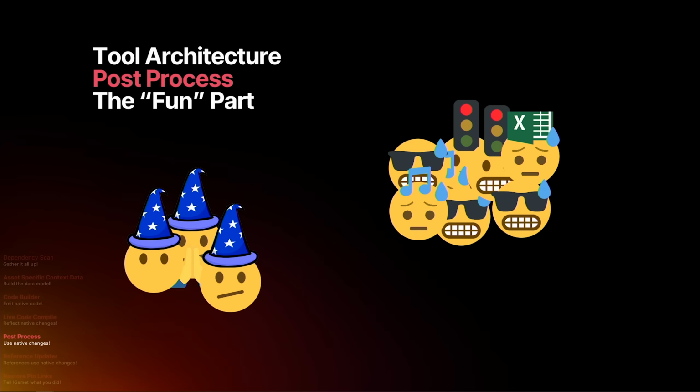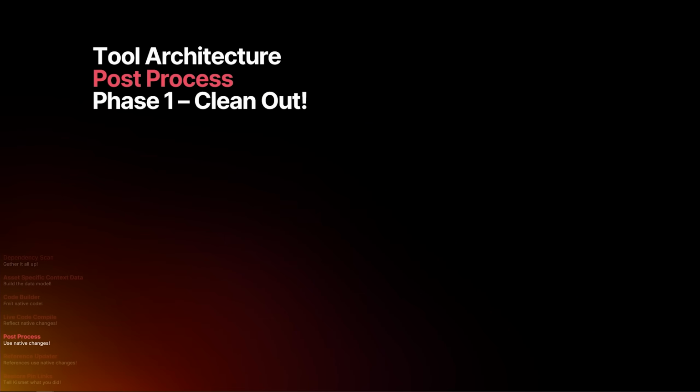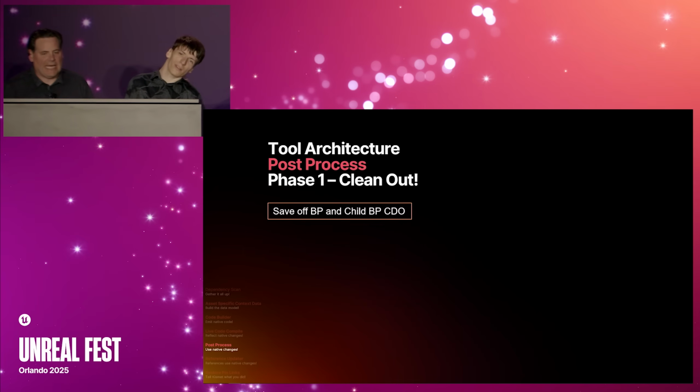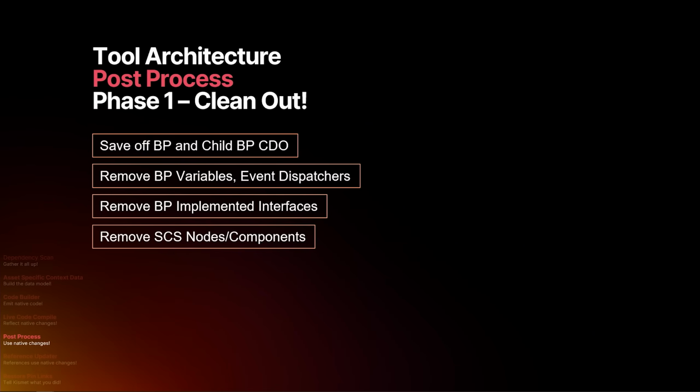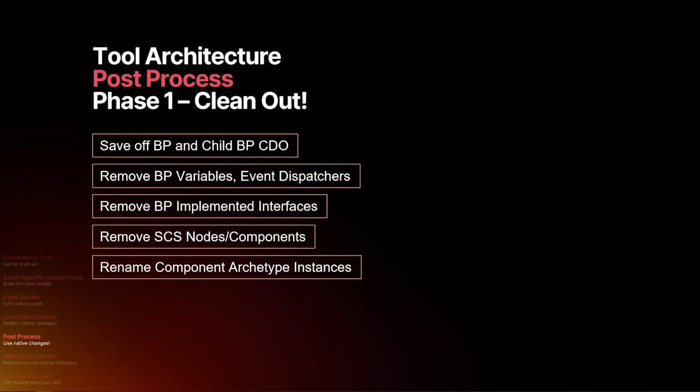Now begins the hard part. Yeah, this is where it gets scary. So there are two major sections to the post process. Phase one is to clean everything out of your BP data. Save off your BP and child blueprint class default objects, remove variables and event dispatchers from the BP, same with implemented interfaces, same with the simple construction script nodes and components.